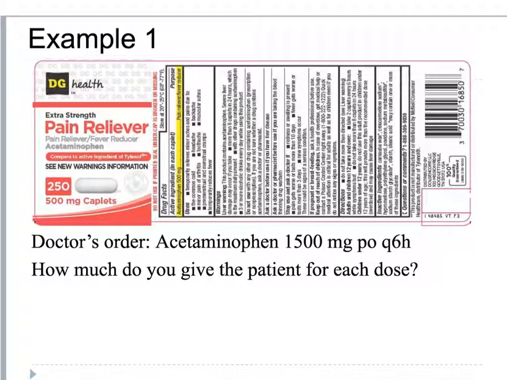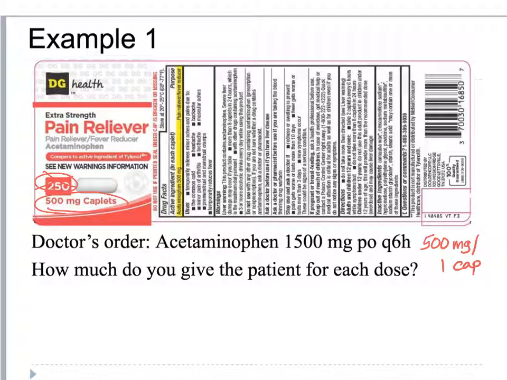Okay, so our order is in milligrams, but I can't give the patient milligrams. I need to give the patient caplets because that's the form that I have. So when I look at the label, I need to find the dosage strength. So we can see on the label that there are 250 caplets, and the caplets are 500 milligrams. Okay, so that 250 I actually don't need in my calculation, but I need the 500 milligrams in my calculation. So my strength is actually 500 milligrams per 1 caplet.